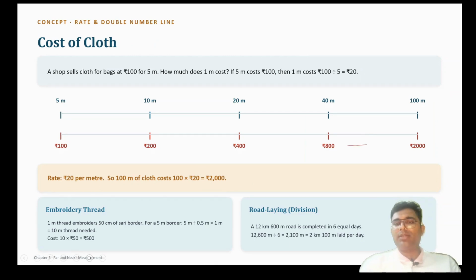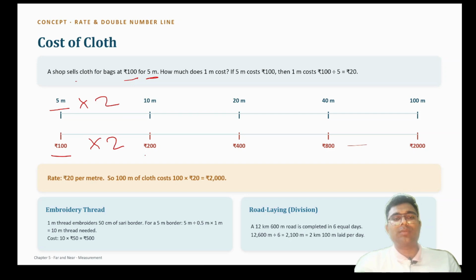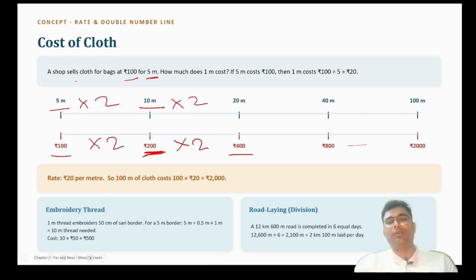So again the number line you can see here. What we have to do here, we have to find the cost now. So the cost of 5 meter is 100. 5 twos are 10. Here the 100 twos will be 200. So 10 meter cloth cost will be 200. Again it is making double. 10 twos are 20 meters. So 200 twos are 400 rupees for 20 meter cloth. So 20 twos are 40, 400 twos are 800 is the price of 40 meter long cloth.